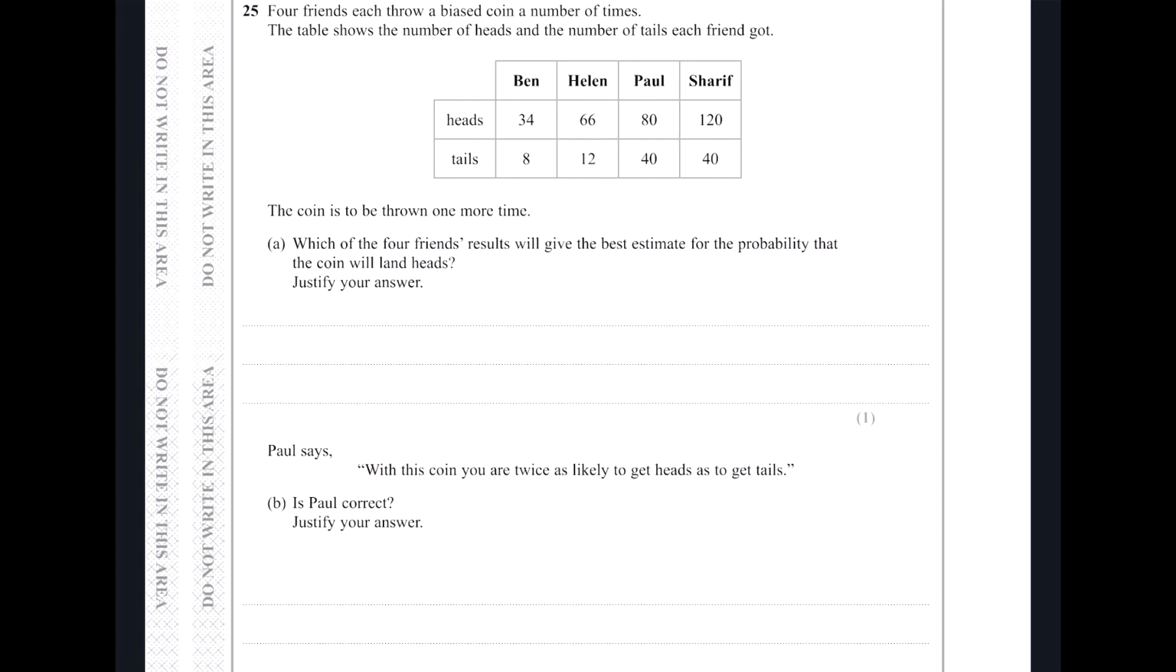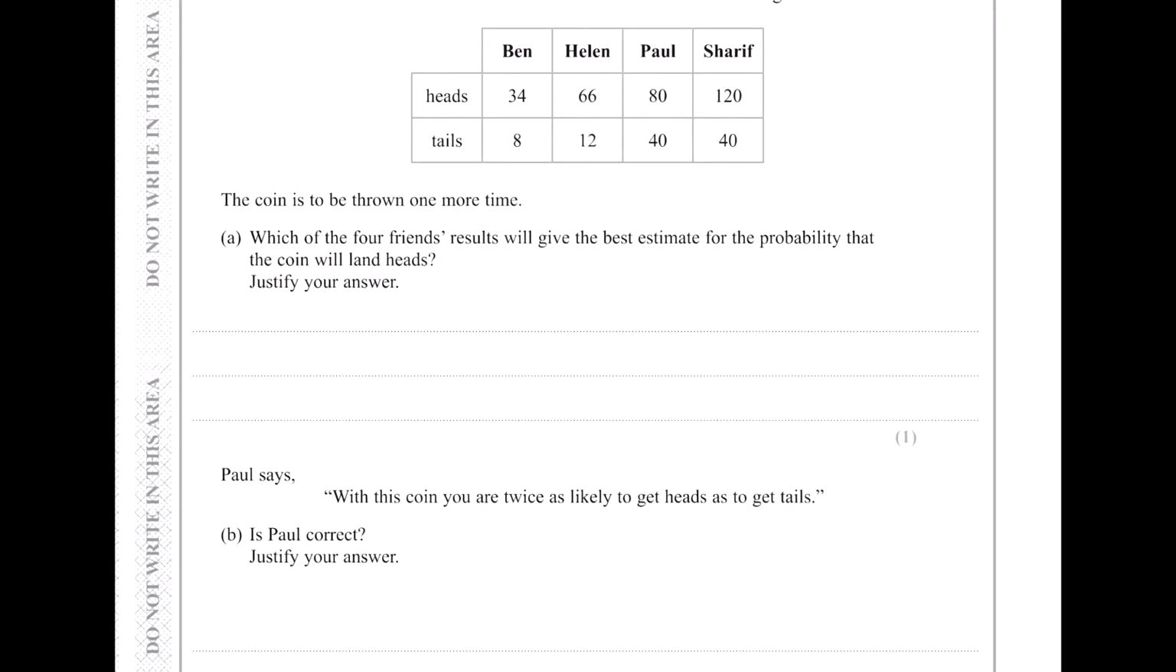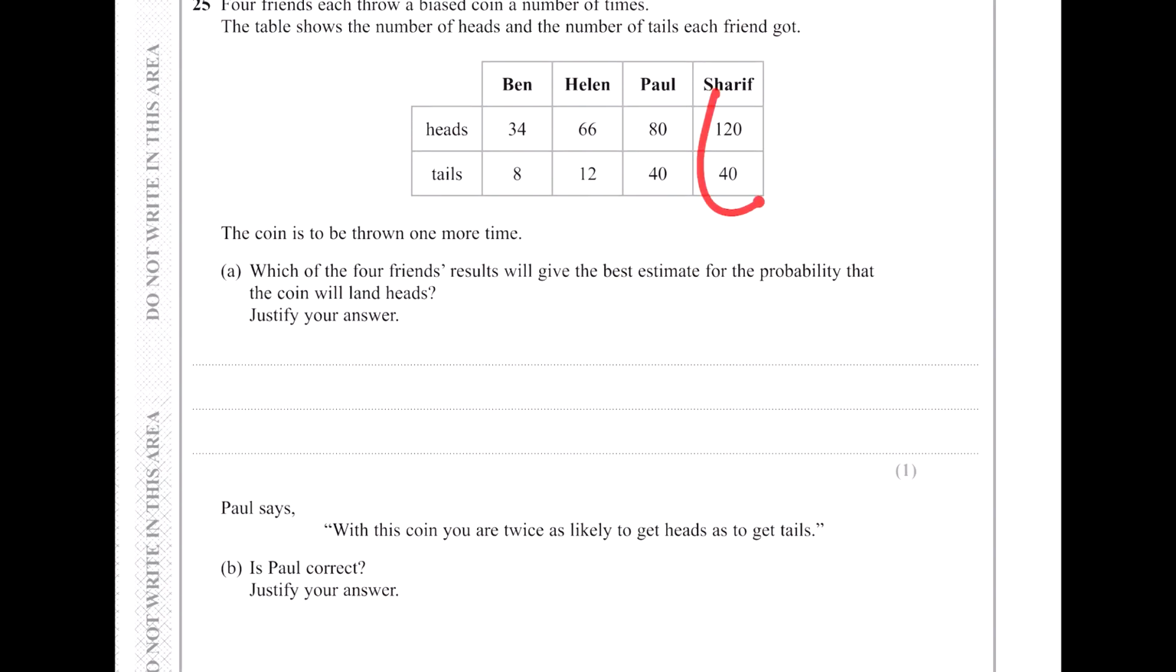So the thing about this is it's testing your knowledge of probability, and generally probability is better when you have more trials. So when you have a greater number of trials, the probability is a better estimate. So what we can say is that in our case, the answer would have to be Sharif because his number of trials is the most. So what I can do here is I can just calculate a little total just to prove that.